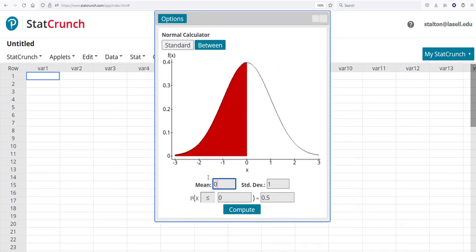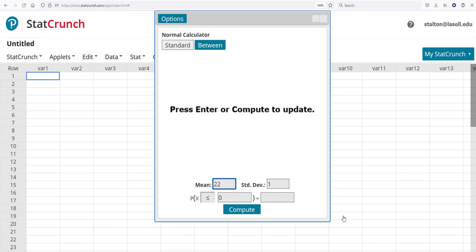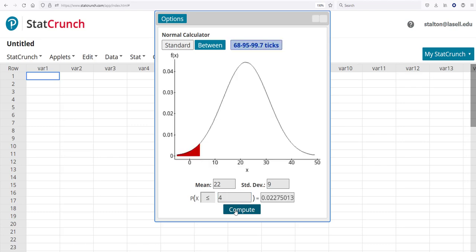We know the mean is 22 and we know the standard deviation is 9. We want to find the probability that x is less than 4. Once again, we don't have to worry about converting to z-scores. We're going to use the numbers that came straight from the problem. When I hit compute, I get the answer, 0.0228. And as you can see, the picture is drawn for you as well. That's the same area that we were looking for.